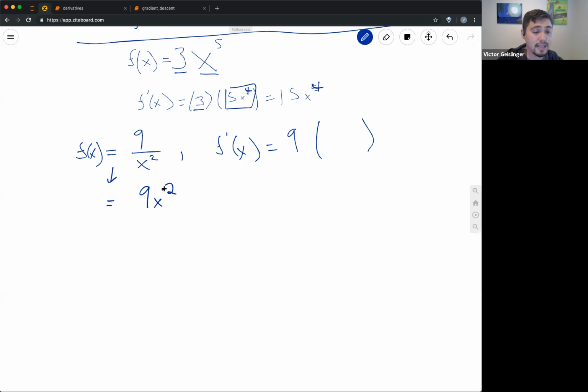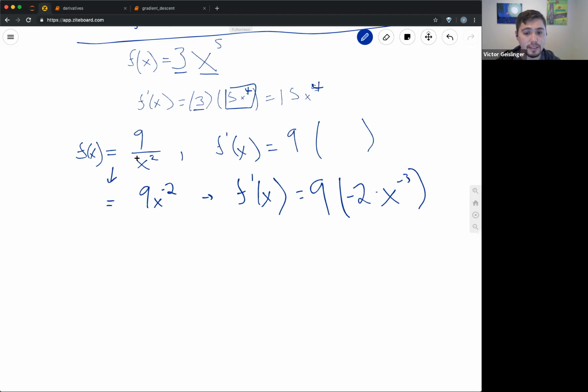So if this is x to the power of -2, then for our derivative, f prime of x, we have 9 times the derivative of x to the -2. So how do we do the derivative? We take this power right here and multiply, and then we drop 1 power. So -2 minus 1 is x to the -3. So that's a derivative right there.